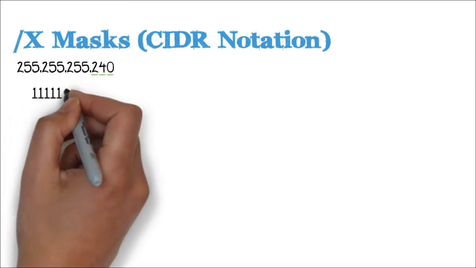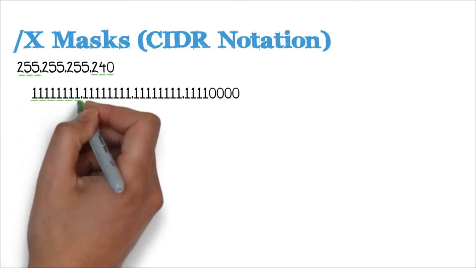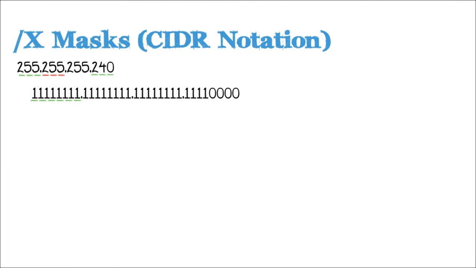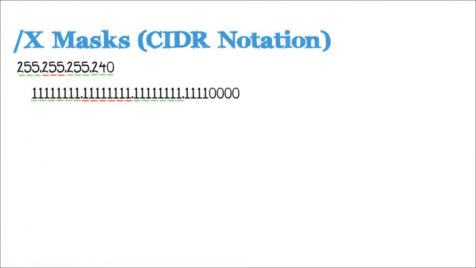So if we convert the decimal to binary, notice 255 is equal to 8 binary 1s, but 240 equates to 4 binary 1s followed by 4 binary 0s. Please refer to the binary videos if you're not sure how to convert decimal to binary.